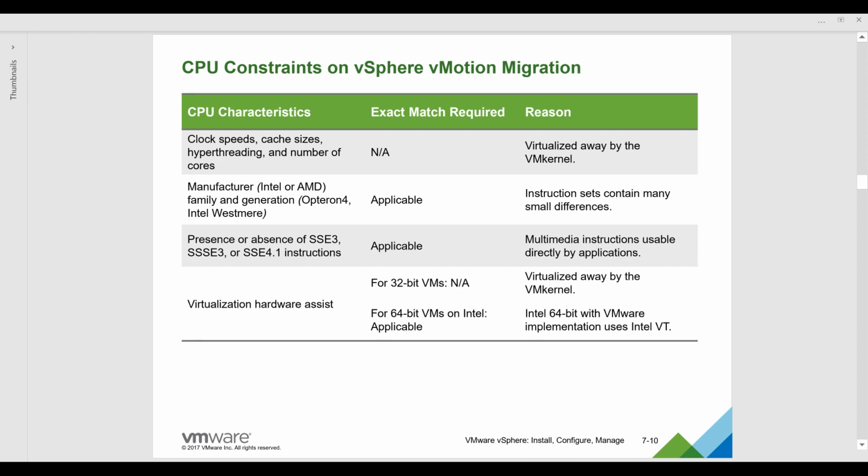The hardware assist doesn't matter for 32-bit VMs. For 64-bit on Intel, it does matter. That's because on the 32-bit it's virtualized away by the VMkernel. But with the hardware assist, the 64-bit Intel VT, it's passed through to the VM, so the hypervisor is not masking it in any way. That's why they have to be the same.